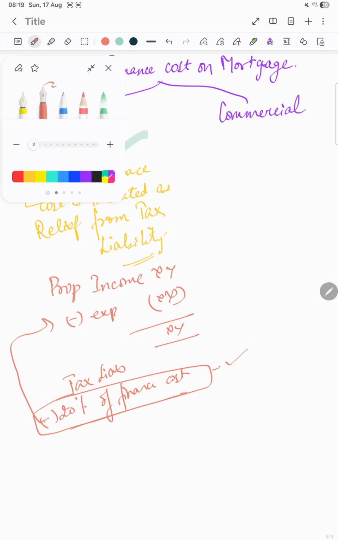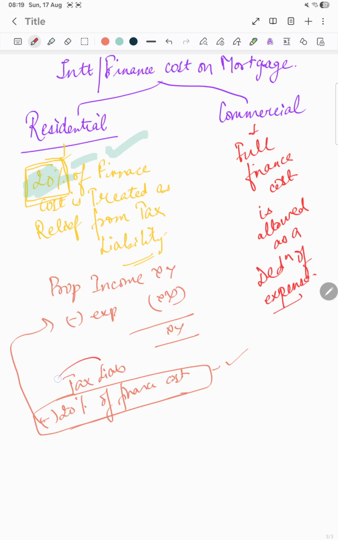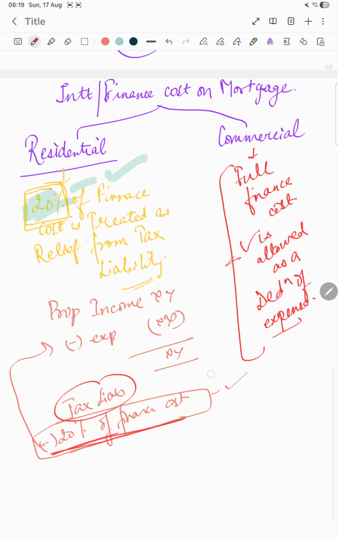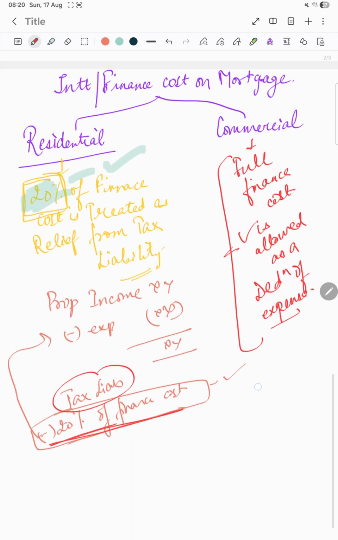But when it comes to commercial properties, full finance cost is allowed. Full finance cost is allowed as a deduction of expense. Here you don't need to deduct it from the tax liability, rather you will directly deduct it from the income that you have received. Hope this is clear, and the logic behind 20% of the finance cost is also clear, right?